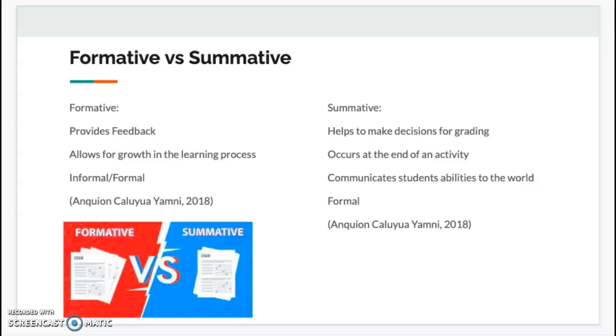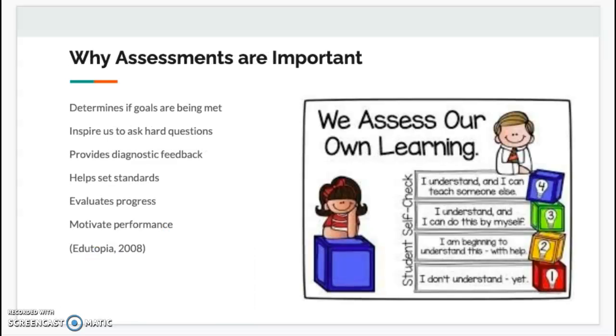Summative helps to make decisions for grading, occurs at the end of an activity or a chapter or a unit, communicates students' abilities to the world, and is a formal assessment.